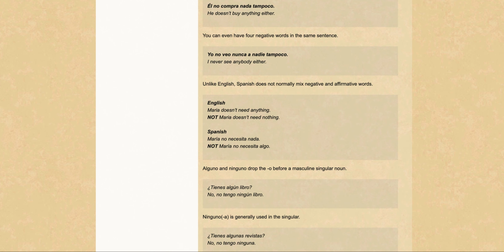Algo is something. So Maria no necesita nada. Not Maria no necesita algo. No is negative, algo is positive, affirmative. So in Spanish we cannot mix negative and affirmative, and in English we do. Maria doesn't need anything. Doesn't is negative, anything is positive. But we don't do that in Español.